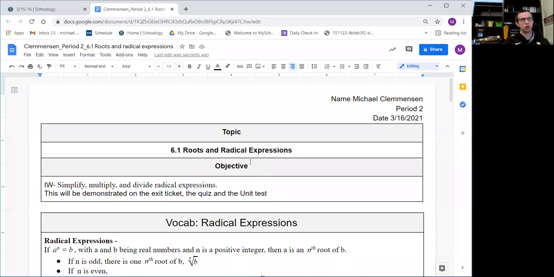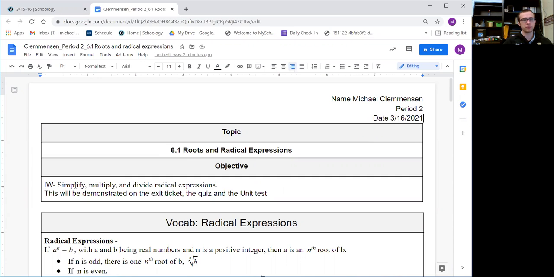So let's go over a little bit of an overview of what we're going to be doing today. Our topic is 6.1, roots and radical expressions. We're going to move into 6.2 a little bit as well, but focus on 6.1. Our objective for today is to simplify, multiply, and divide radical expressions.